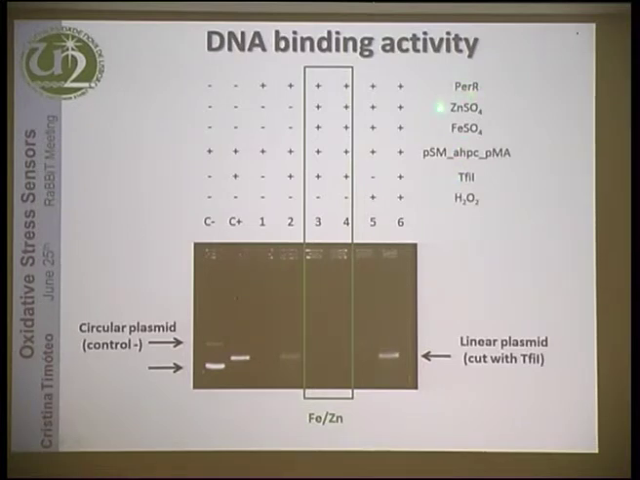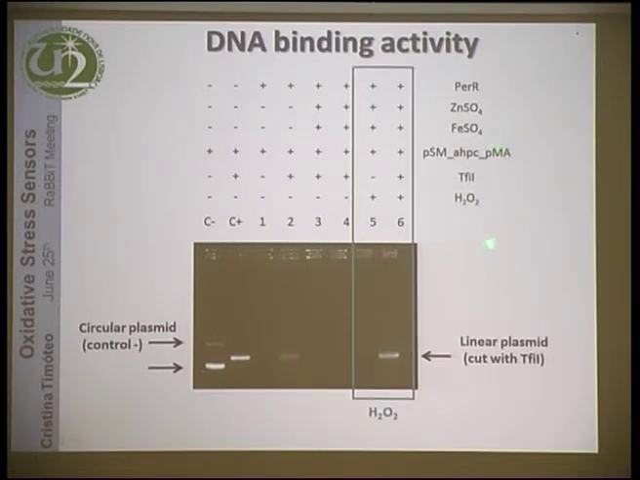So we added zinc and iron, and we realized that the protein was active because it formed the complex with DNA. When we added hydrogen peroxide, there is still a little bit of complex in the well, but you can see the linear plasmids cut with the restriction enzyme, which means that when we add hydrogen peroxide, the enzyme does not bind to DNA.